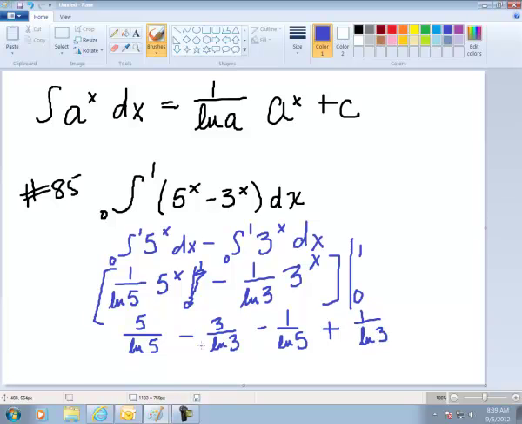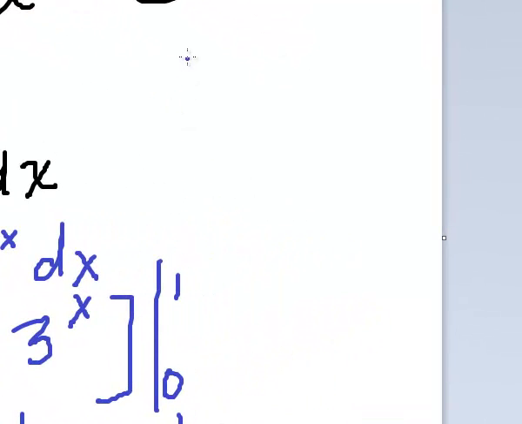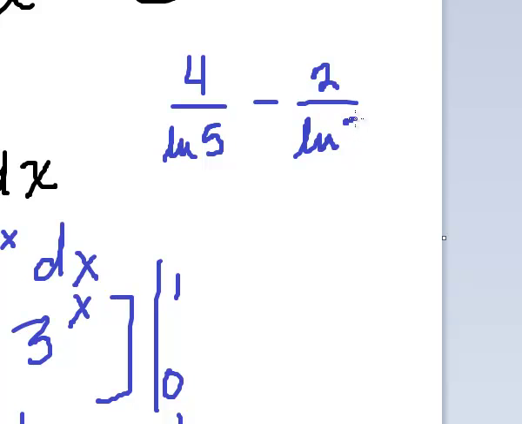And now I can combine these. The 5 over natural log 5 minus 1 over natural log 5 just becomes 4 over natural log 5. And here I've got negative 3 over natural log 3 plus 1 over natural log 3, so that becomes minus 2 over natural log 3. So that would be my final answer.